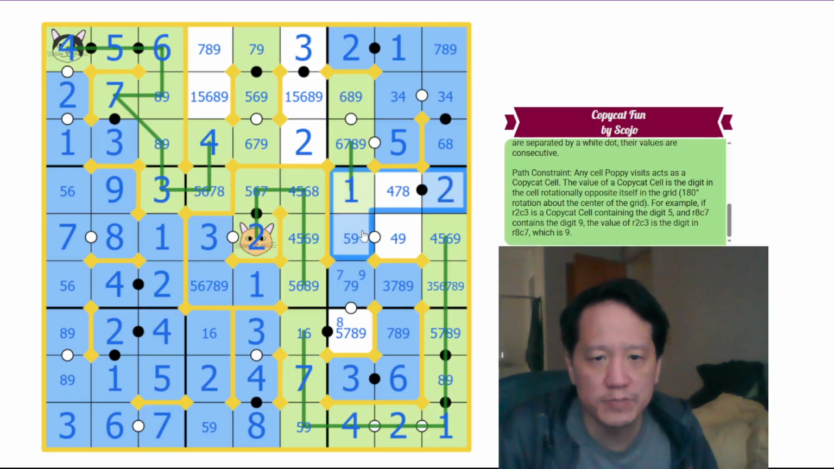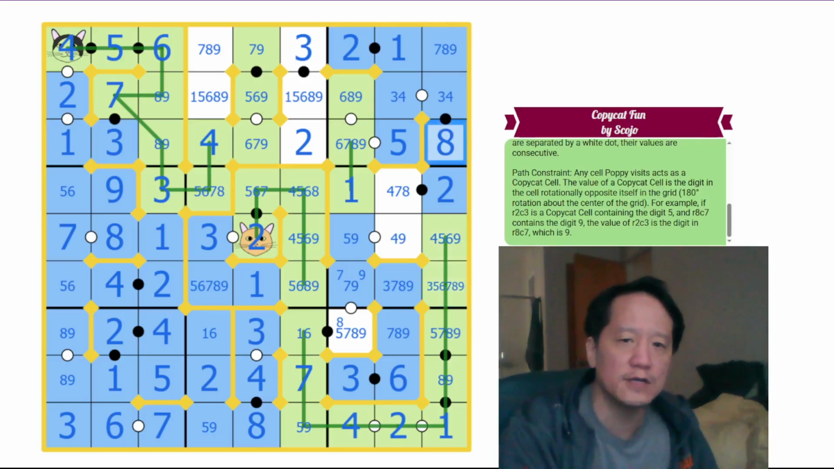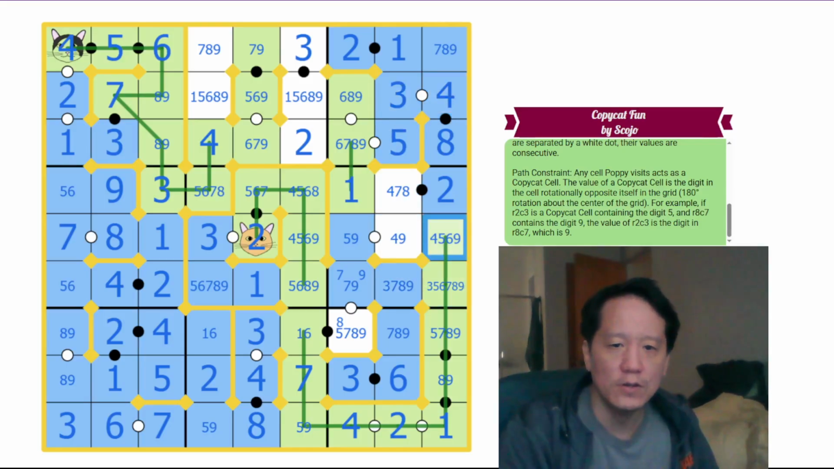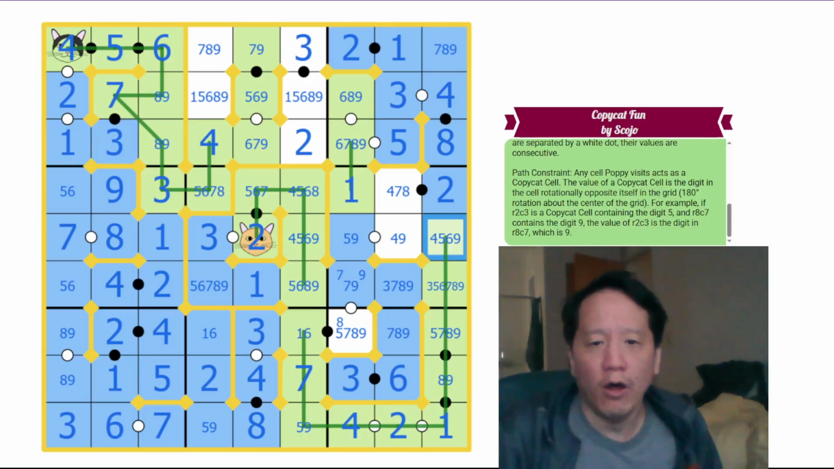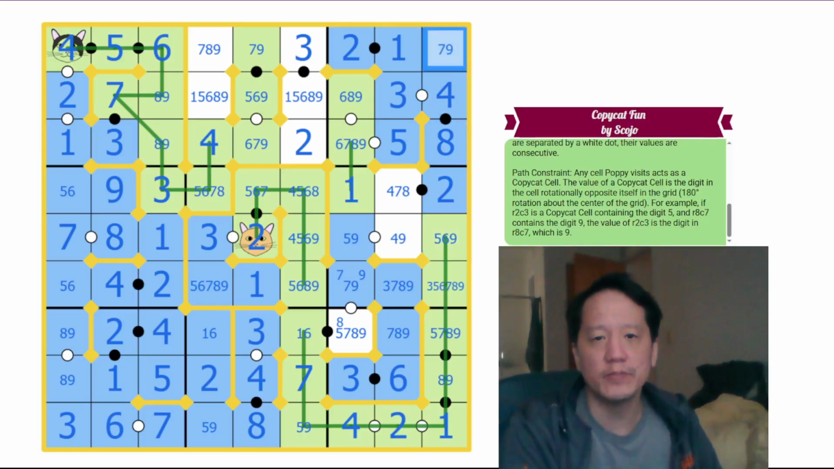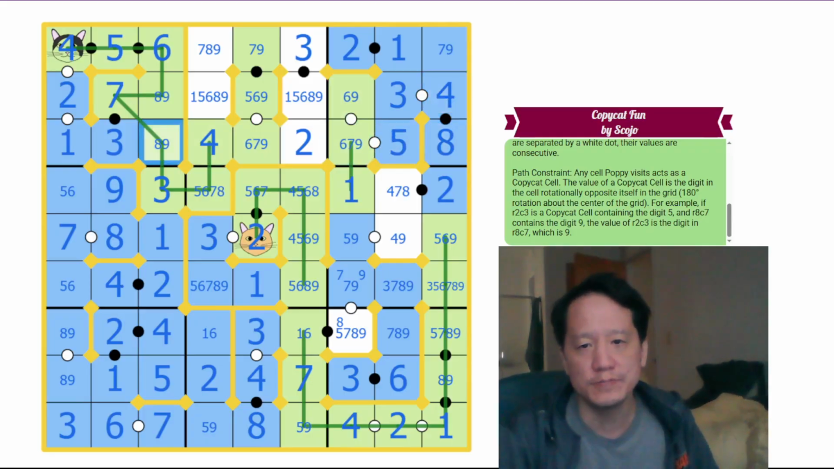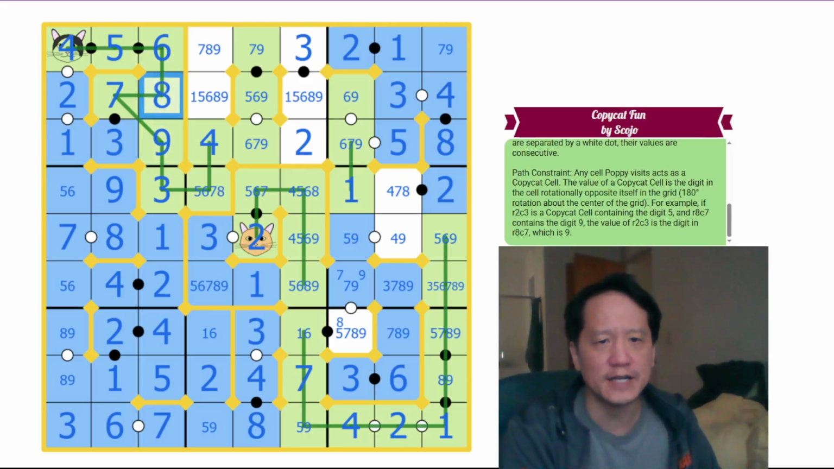So where is 6 in box 6? It has to be one of these two cells, which means this can't be 6. This is 8, which makes this 4. That makes this 3. 4 can't be here. 8 can't be in the box and in the row. So this 8 eliminates 8 here. So this is 9 and 8.